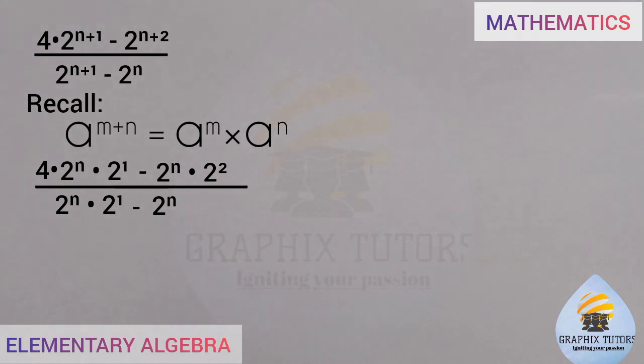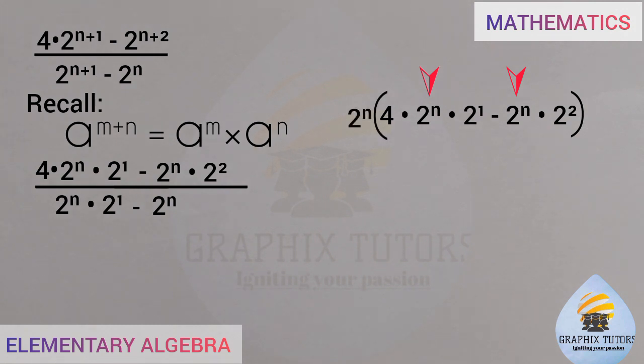Why will I factorize? Because I have some things in common at both sides of the negative sign. So to give you a better understanding, I'm going to rewrite the numerator out again. So if I write the numerator out, I'm going to be having 4 multiplied by 2 to the power of n multiplied by 2 to the power of 1, minus 2 to the power of n multiplied by 2 to the power of 2. Now if you look at the left and the right hand side of the negative sign, we discover that we have some things in common. Let's say 2 to the power of n. So I'm going to bring it out, and I'll put the rest in a bracket. So I brought it out.